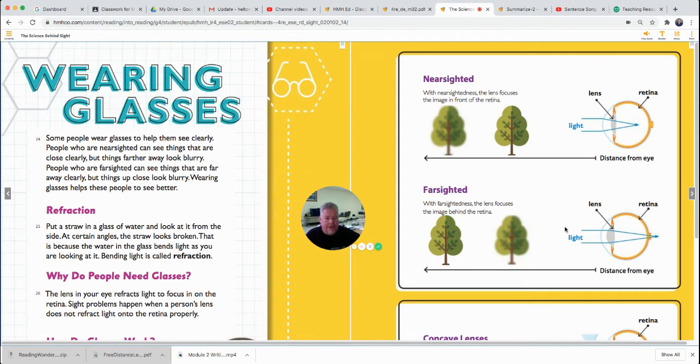Some people are farsighted. They put glasses on to read a book maybe because things up close look blurry, but things far away look clear. Well, in that case, the lens is focusing the light too far back behind the retina. So their glasses would bring the focus closer to where it's supposed to be.